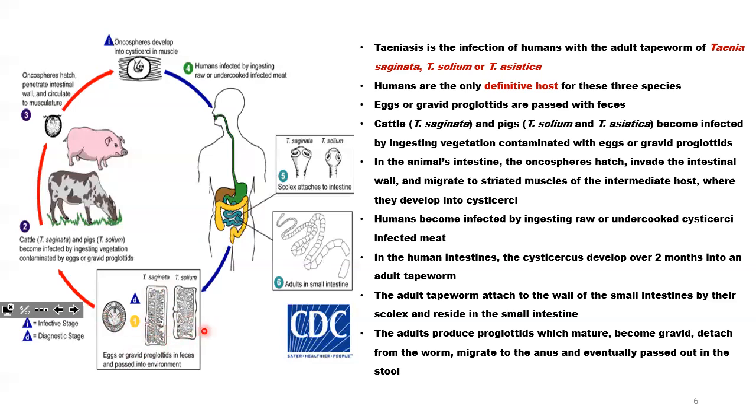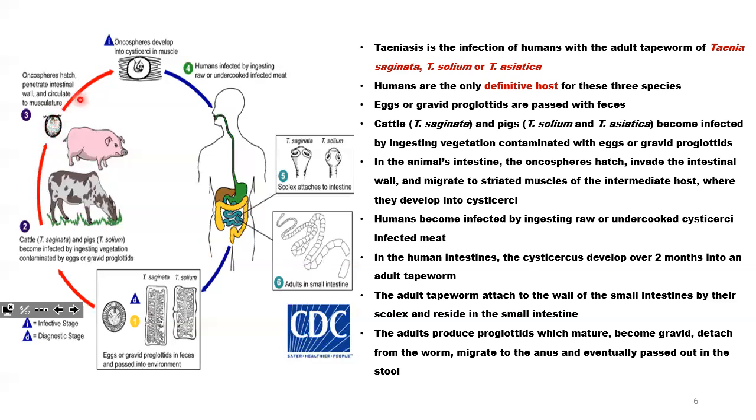What happens is that the gravid proglottids, if they are passed out in stool, eventually rupture in the environment and release the eggs. Now, these eggs will contaminate the grazing site of the intermediate host. So the intermediate host is going to feed on the eggs. The eggs will give rise to the larval form of this tapeworm.